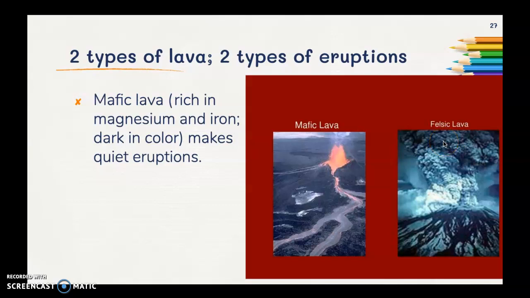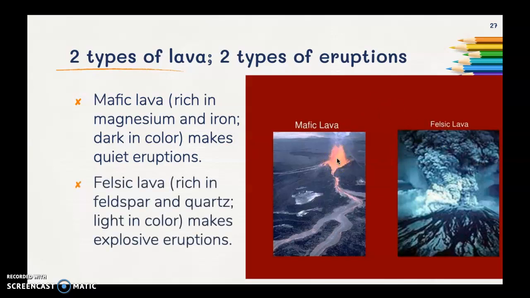These terms, mafic and felsic, should sound familiar to those of you who are in first semester Earth and Space when we talked about igneous rocks. So mafic lava is rich in magnesium and iron. It's dark in color. And it makes nice quiet eruptions like this one here on the left. Felsic lava is rich in feldspar and quartz, and it's light in color, and it makes more explosive eruptions. So it's more viscous, more sticky, and it holds more gas. And that combination is deadly.